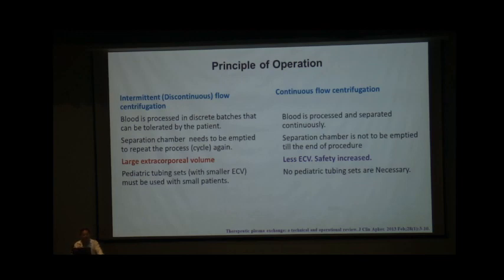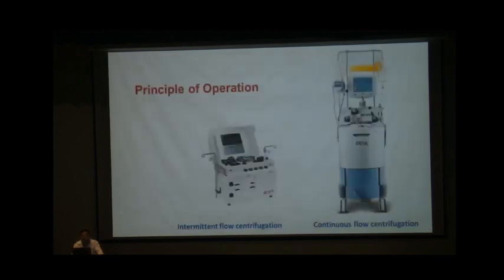While in the case of intermittent flow, we take the blood, separate the plasma and give it back to the patient. So more time and more amount of blood is required to separate out the pathogenic substance. So continuous flow centrifugation is better, and this is the machine we are using. But in intermittent flow centrifugation, especially in the case of donors, we use this because we need only one access for this.